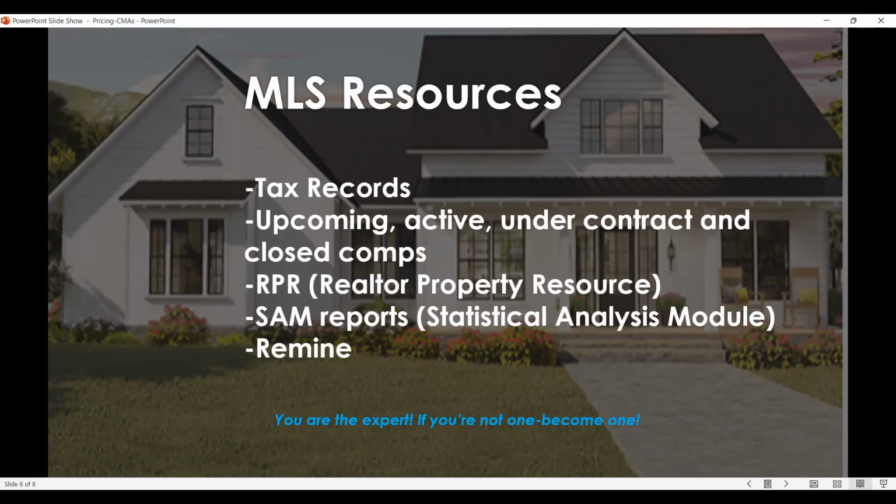So my favorite 3 resources that MLS and Canopy offers are RPR, which stands for Realtor Property Resource, SAM reports, statistical analysis modules, and an app called Remind. And these 3 tools will make you look like an expert. And if you use these 3 tools, you can really narrow in your price and have a lot of data to support either a listing price or an offer price.